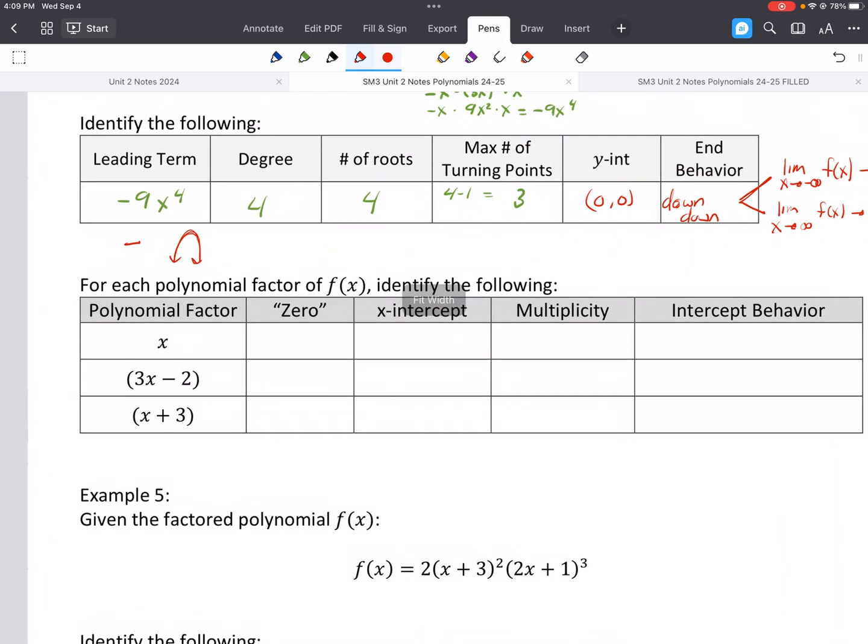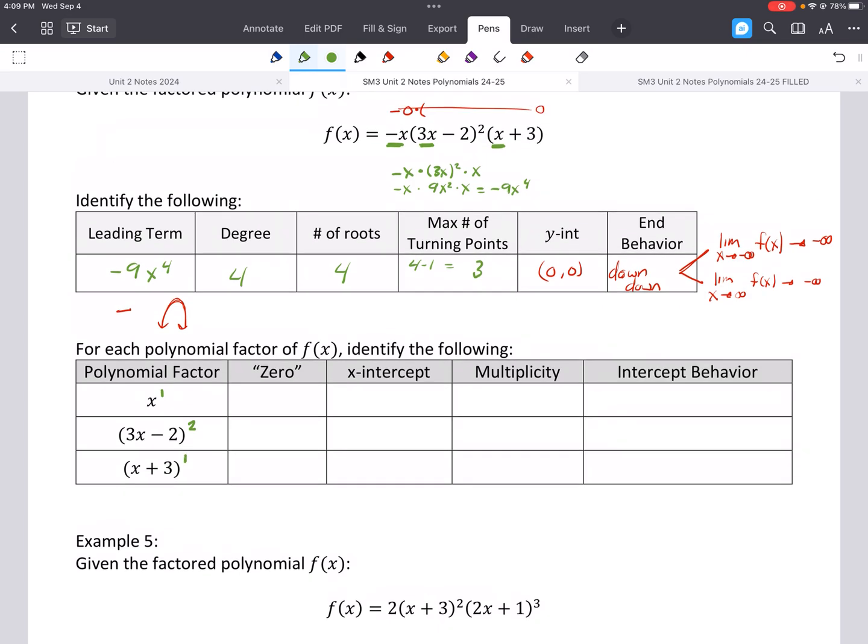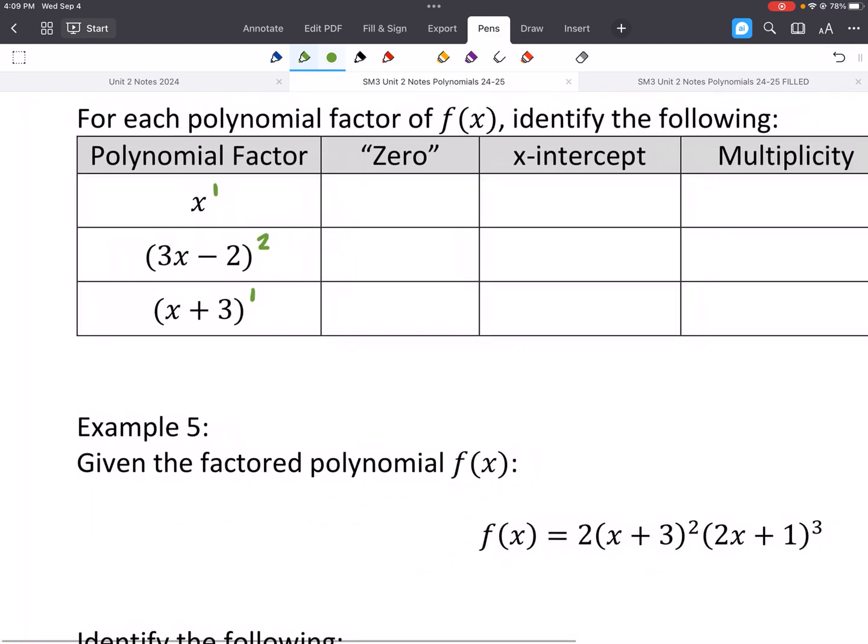Just be aware that on your homework for these, again, they don't write the exponents in the table. So this is like an x to the 1. This one's 2, and this is a 1. So you have to look at the equation at the top. So zeros, again, if we set these equal to 0, we would get 0. If we set this equal to 0, then we'd have to add 2 and divide by 3. So we'd end up getting 2/3.